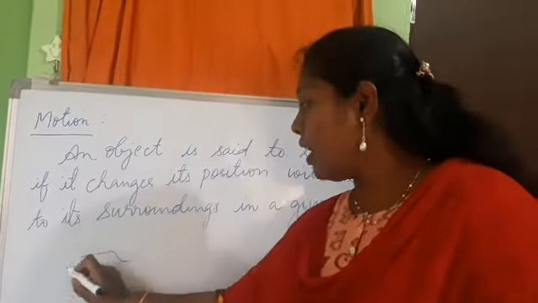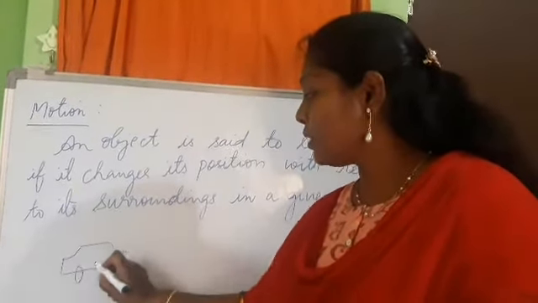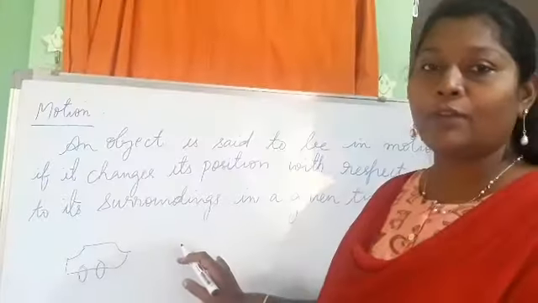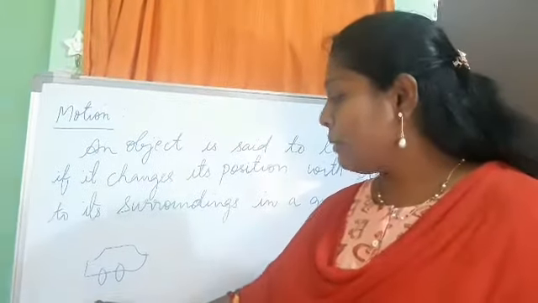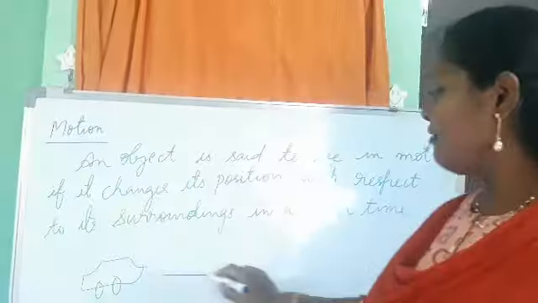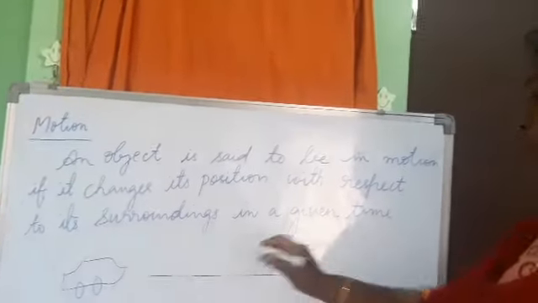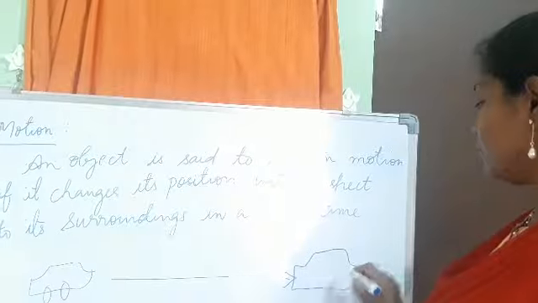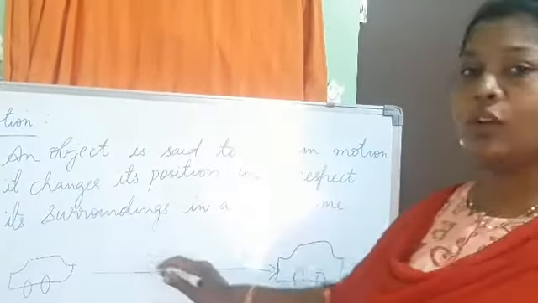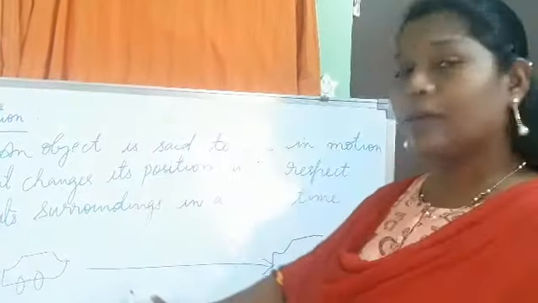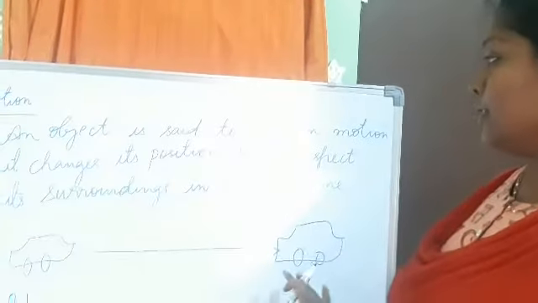So children, if you think again, there is a car here. Okay. So, I have given 5 minutes time to this car. So, at minute 1, it is here. And after 5 minutes, it has traveled from there to here. Okay. So, in a given time, I have given some time and it has traveled from here to here.